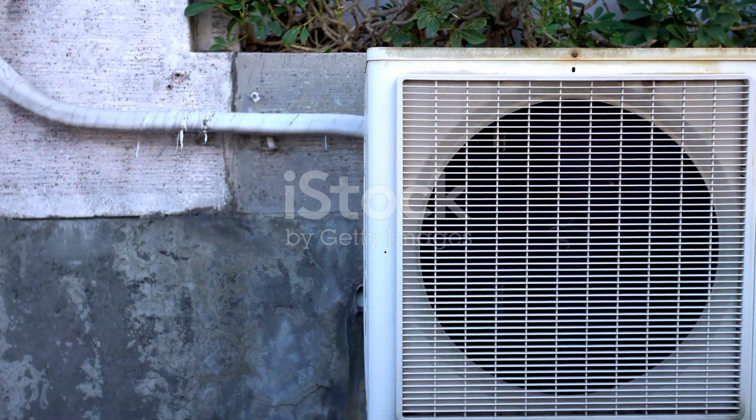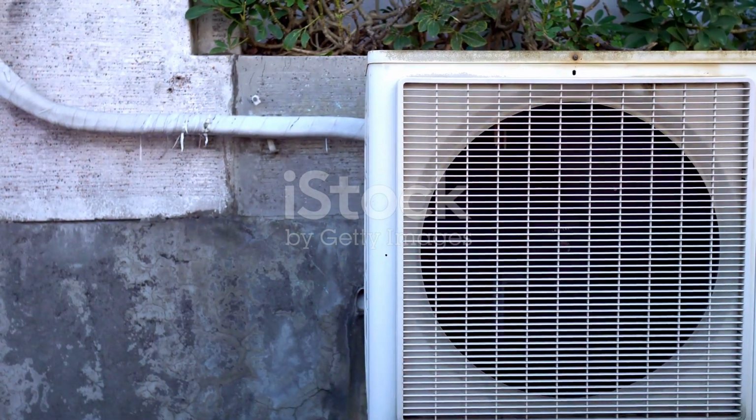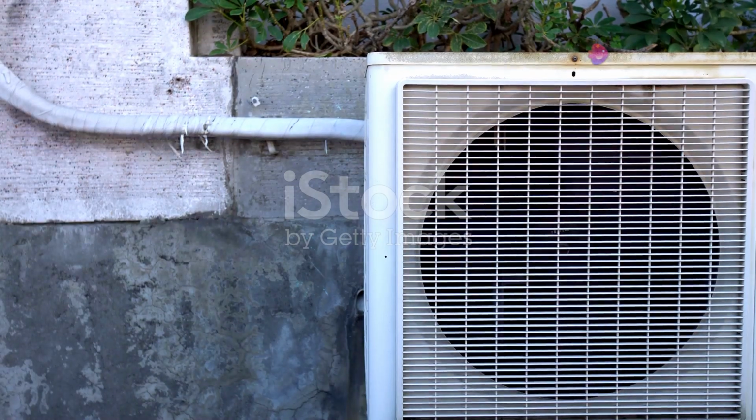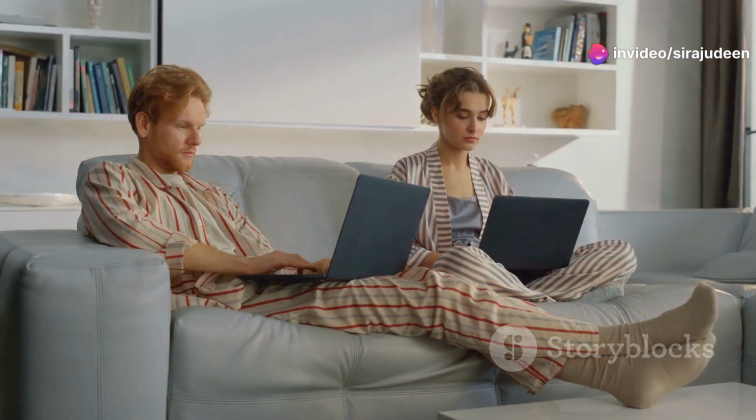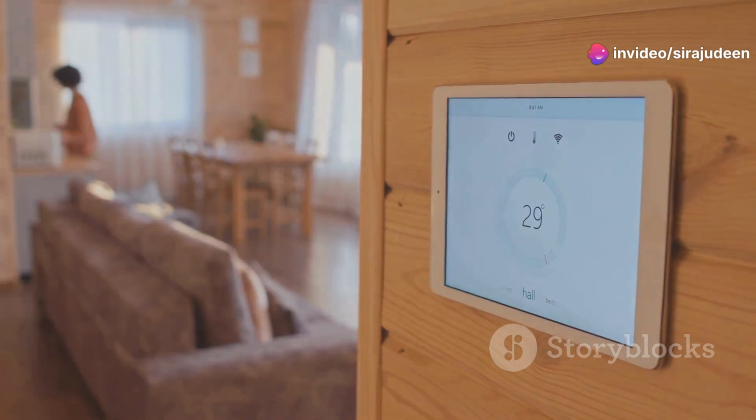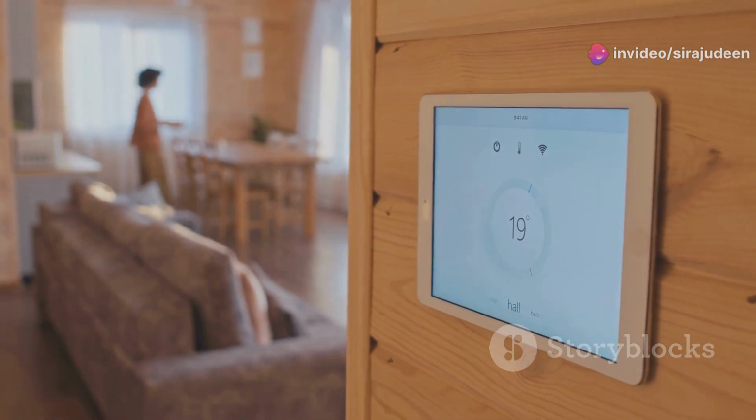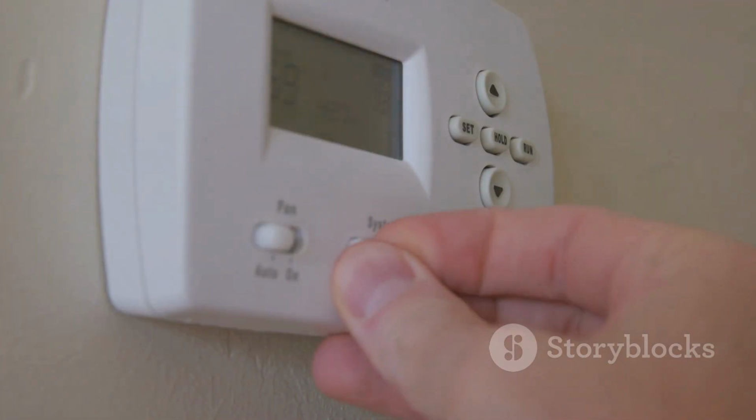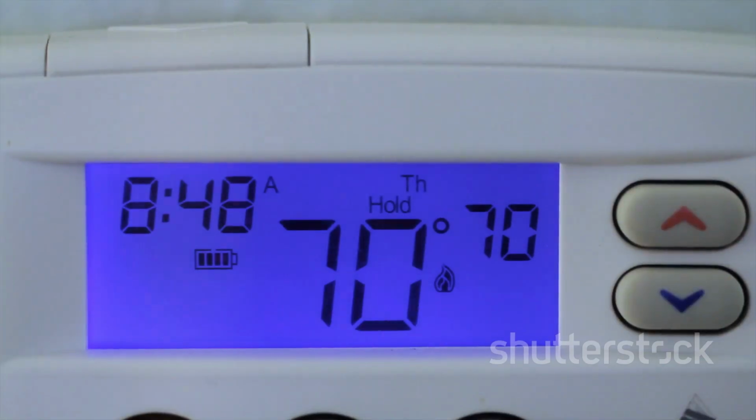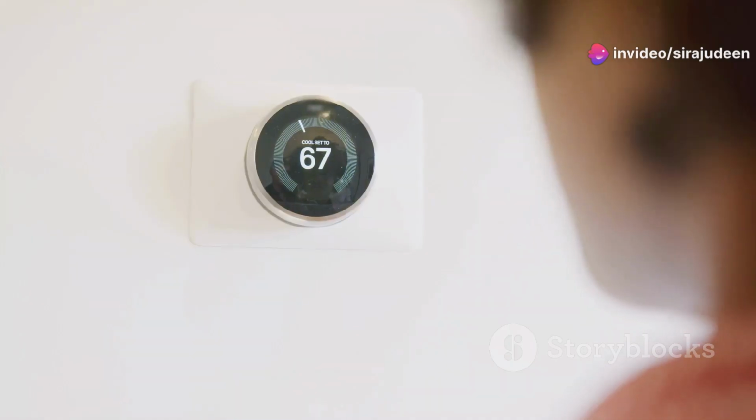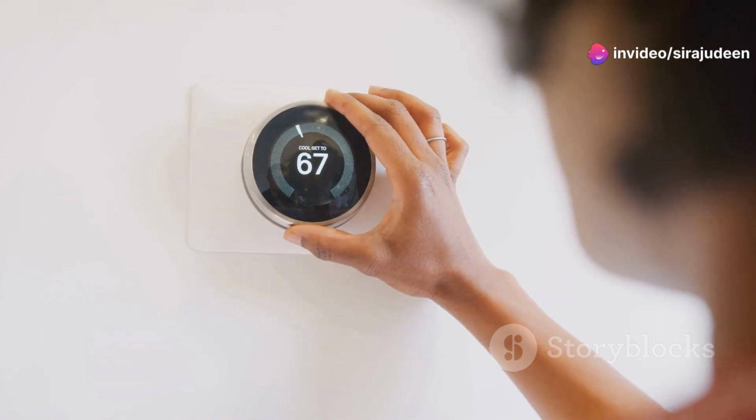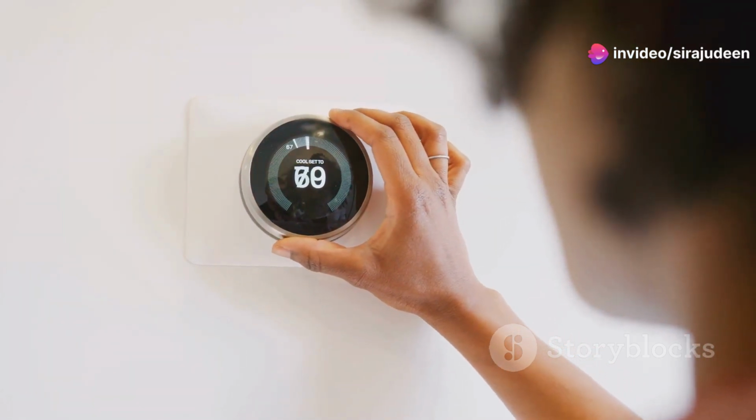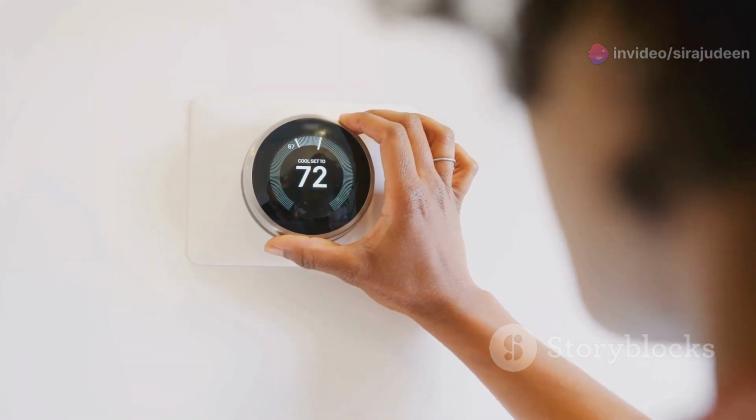While outdoor conditions set the stage for HVAC design, indoor environmental control is equally crucial. Occupant comfort and health are paramount. This means maintaining optimal temperature, humidity, and air quality within the building. Room temperature plays a vital role in occupant comfort. Most people are comfortable between 22 degrees Celsius and 25 degrees Celsius, or 72 degrees Fahrenheit and 77 degrees Fahrenheit.